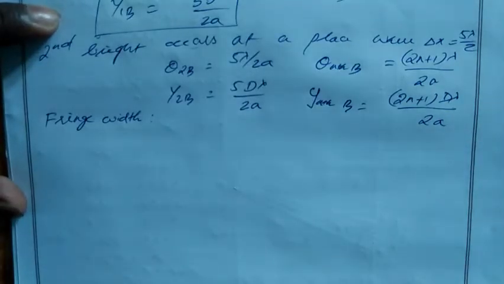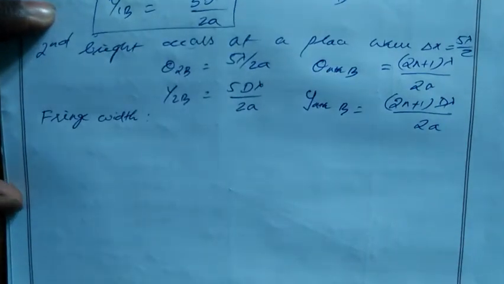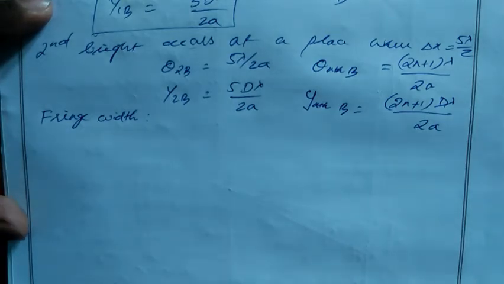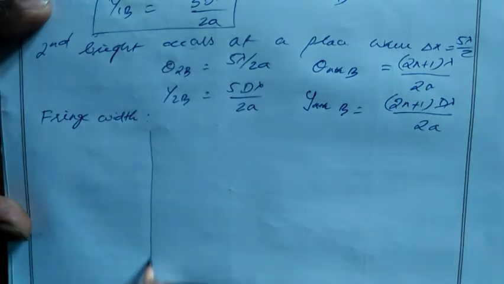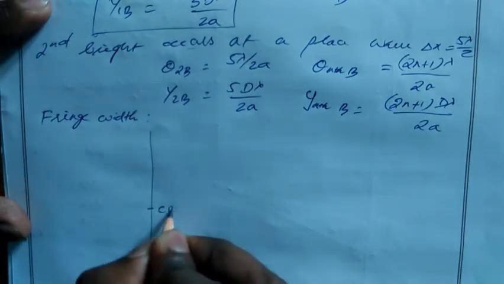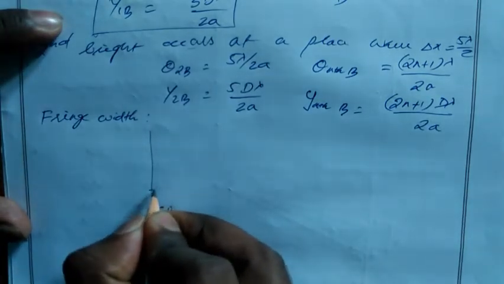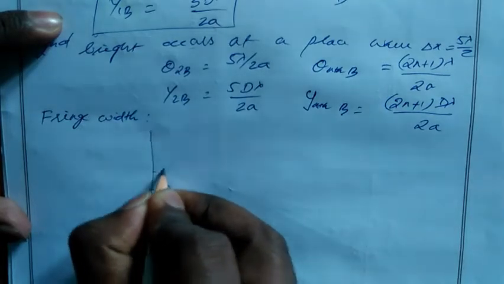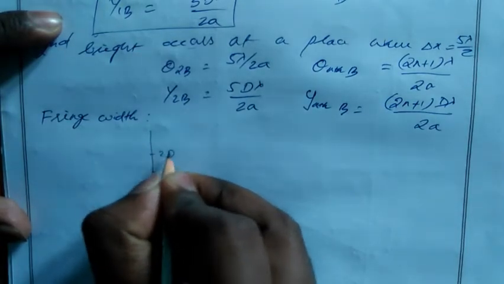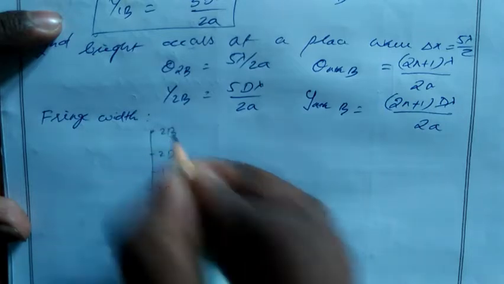Then how to find fringe width in diffraction? We know the distance between two consecutive dark fringes will be the fringe width of the bright fringe, correct? Similarly, the distance between two consecutive bright fringes will be the fringe width of the dark fringe. So we can take the distance. Here we have the central bright, first dark, first bright, second dark, second bright.